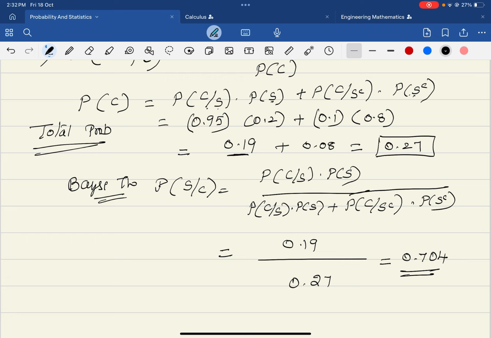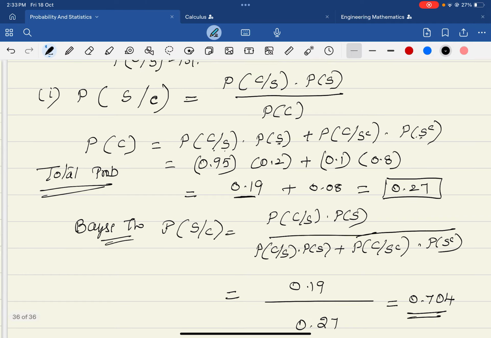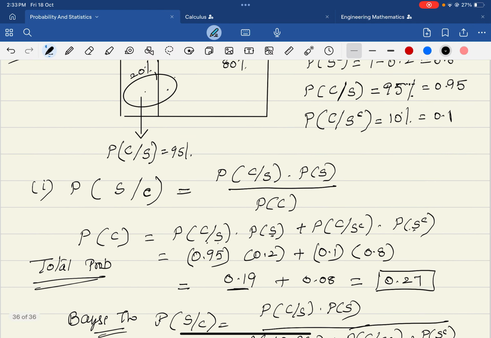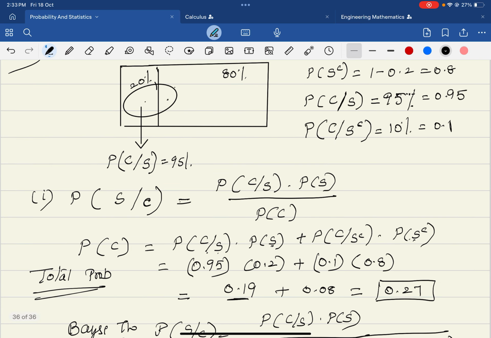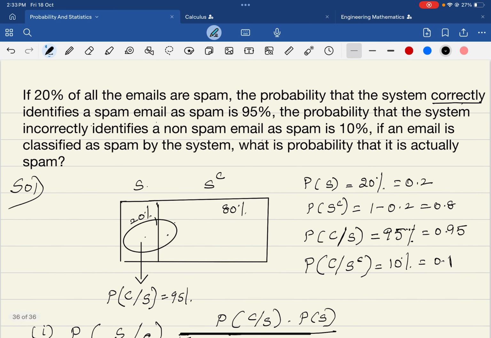So 70.4% is the probability that the email is actually spam, given that it is also classified as spam. So this is the understanding. With this we can identify where you use the total probability and where you use the Bayes theorem. I hope you could understand well. Thank you so much.